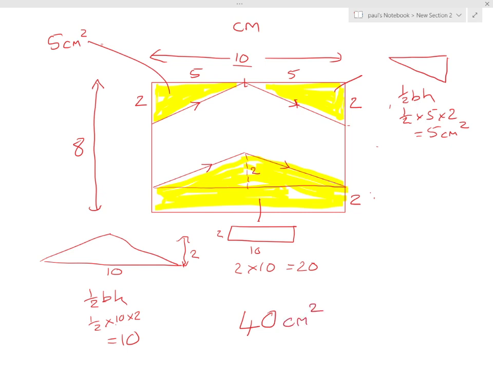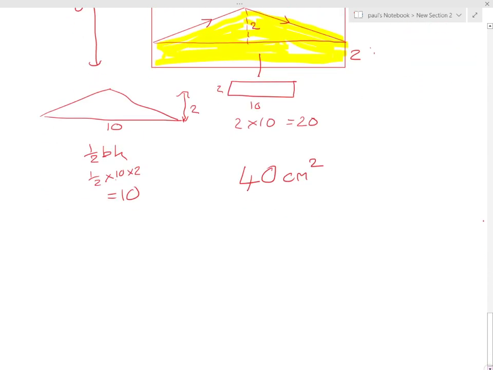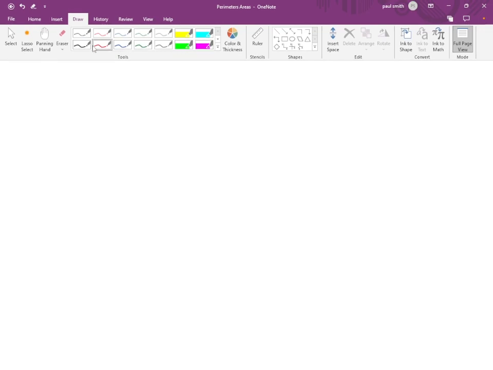And just for curiosity, 10 times 8 means the whole rectangle is 80, so the yellow bit is half. Now, some people may be able to see that if you took this yellow shape at the top and slid it down, you'd fill in the bottom half of the shape. So they can get complicated. Let's have a look at this one.